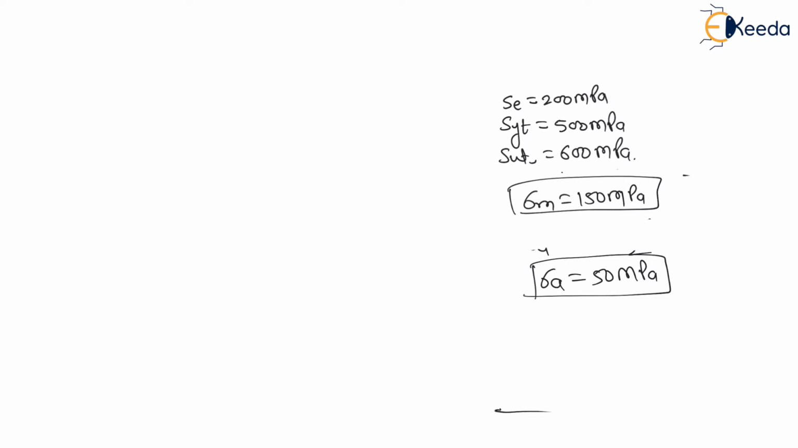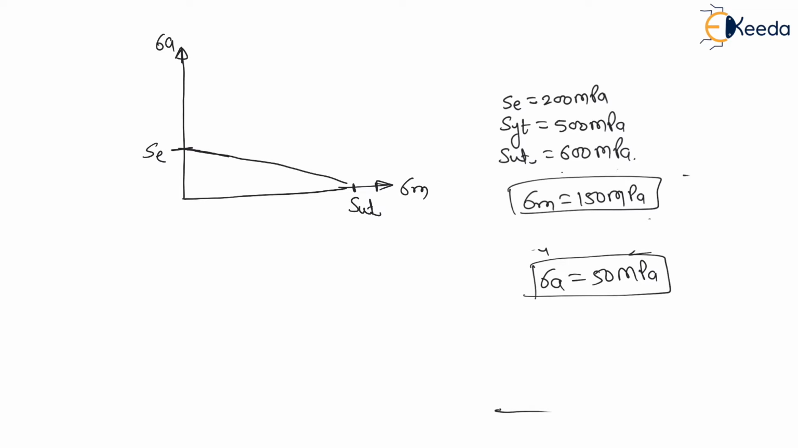Now they are asking you to use the modified Goodman diagram. My dear students, stress amplitudes are taken on the y-axis and mean stresses are taken on the x-axis, sigma m, right? On the y-axis we consider the endurance strength SE, and on the x-axis we consider SUT, the ultimate strength. If I draw a line between SE and SUT, the line is called the Goodman line. This line is the Goodman line, right?